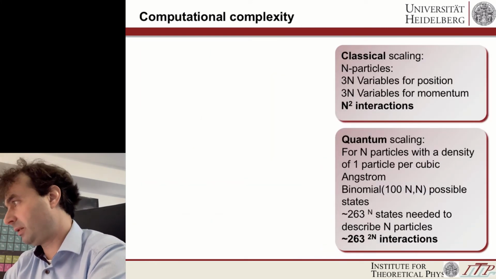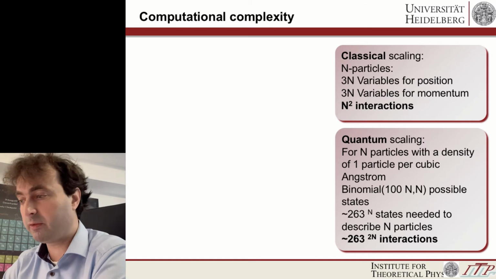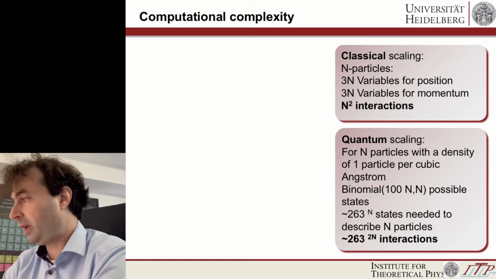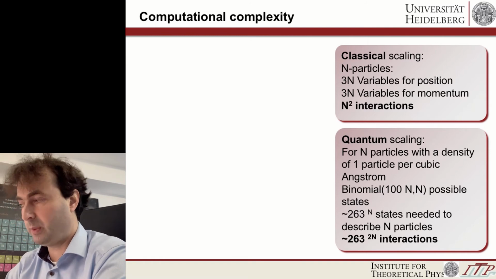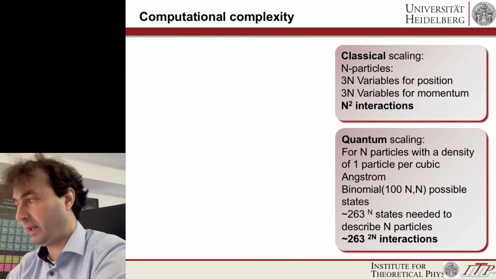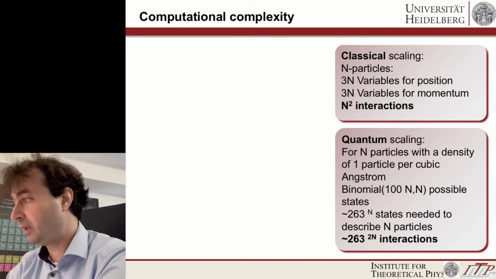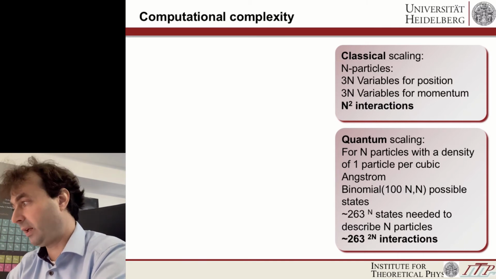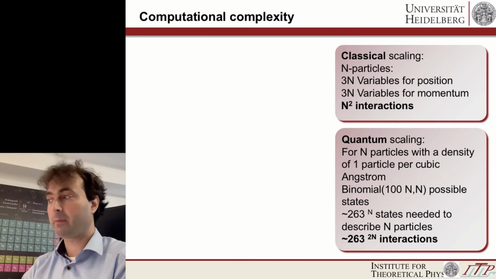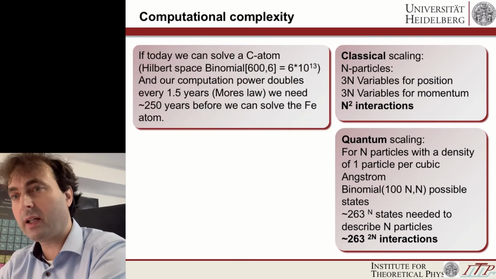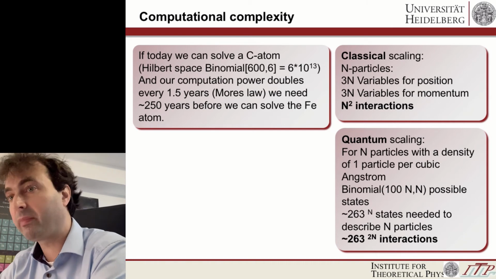Classically, we have 6n variables to define your system, and n squared or 36 n squared interactions. Quantum mechanically, we have 260 to the power n states in our Hilbert space and 260 to the power 2n interactions. And that, of course, is a huge difference. Just to appreciate how big a difference that is.